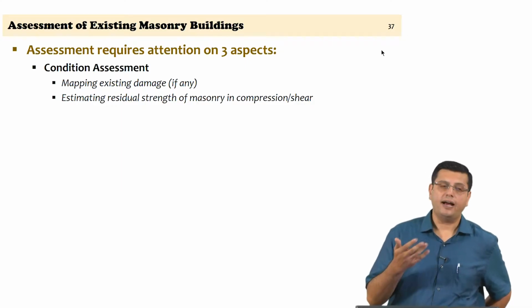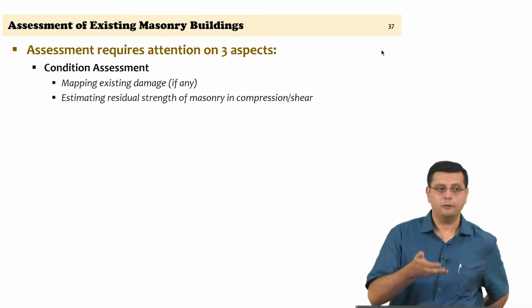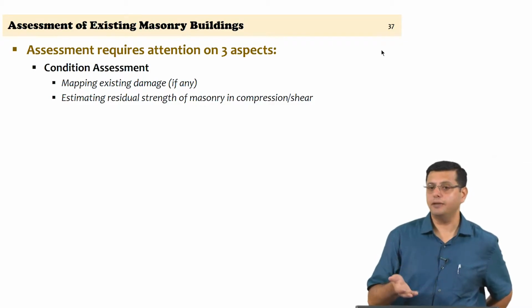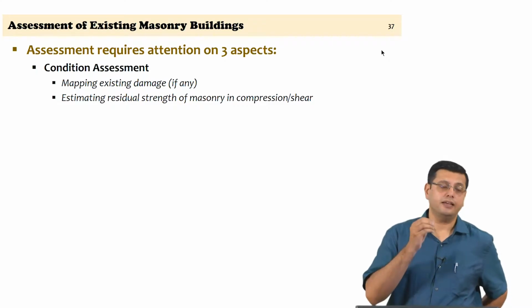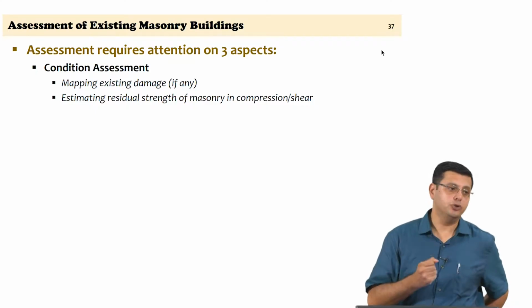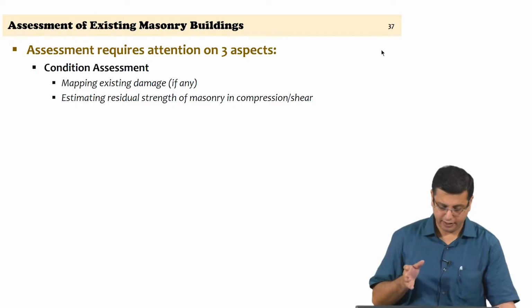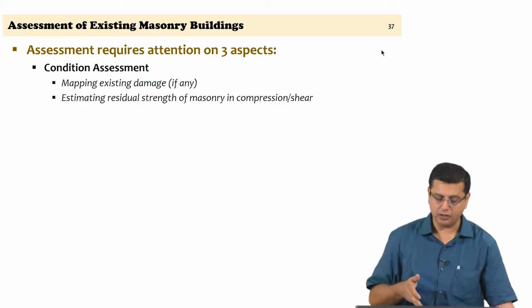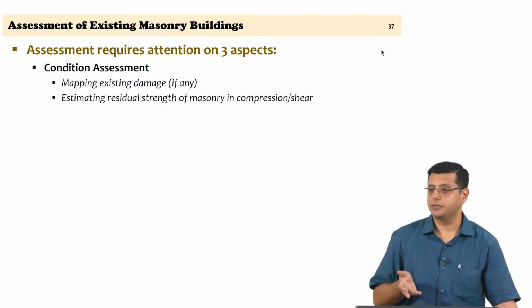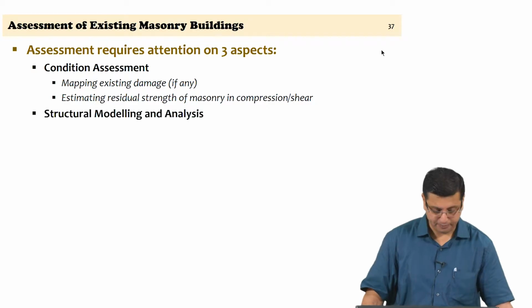When you design, as a designer, you are free to choose the design strength of the structure. But when you are looking at assessment of existing buildings, this is not something that is in your hand. The existing strength of the structure, strength of the structural materials, is something that you should be able to assess, evaluate and use in your structural assessment. So the first part is condition assessment. Today we will focus on this aspect of estimating the residual strength, particularly in compression, and then we will also examine shear.